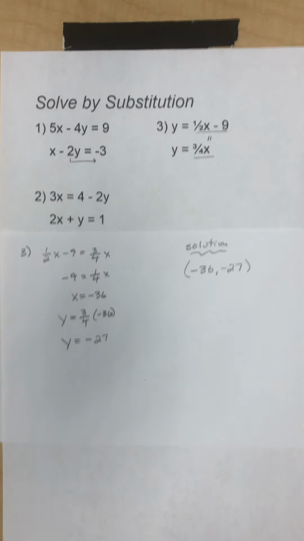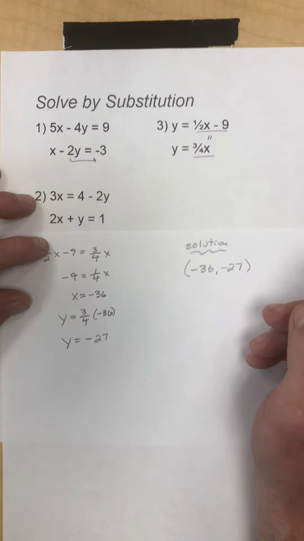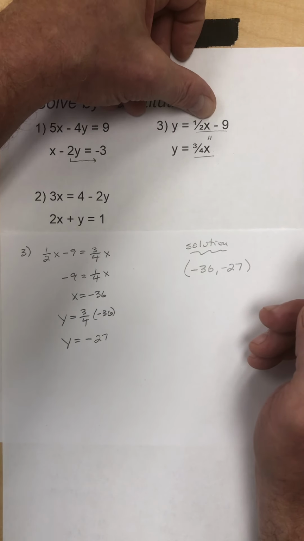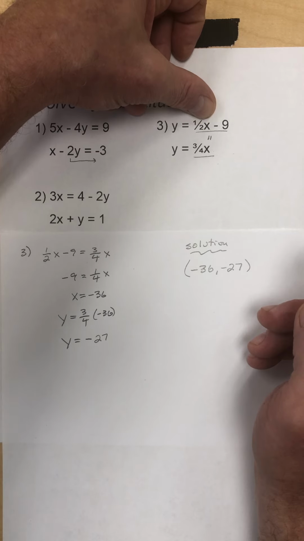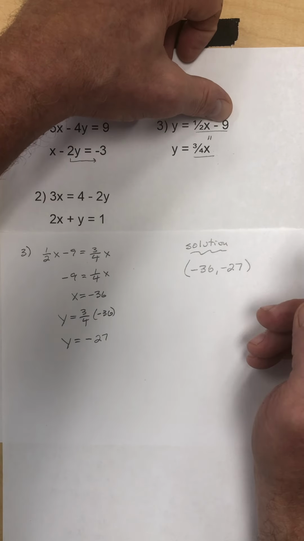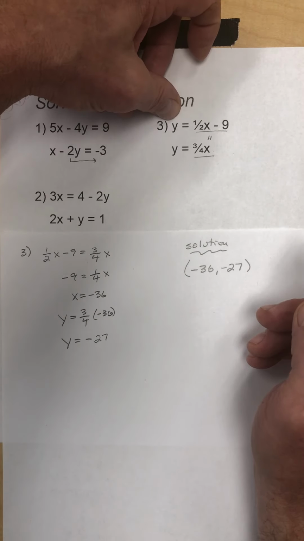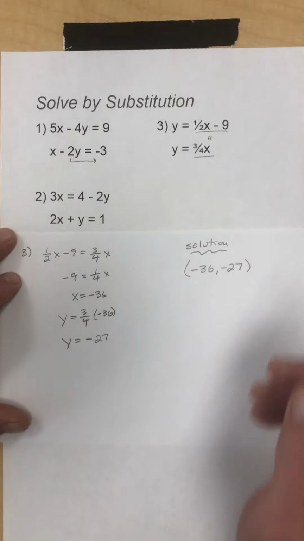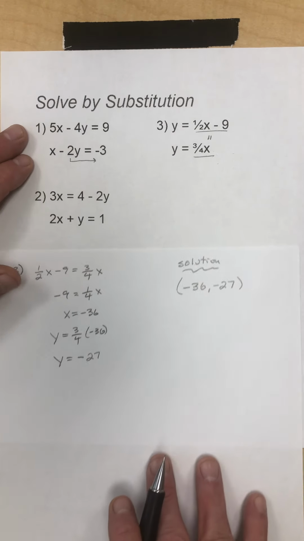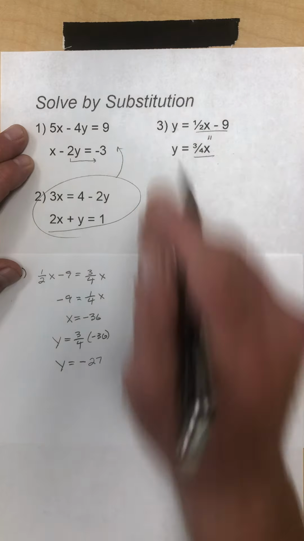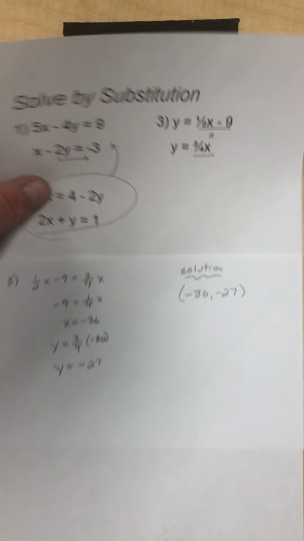And obviously you could go back and check that. If I put negative 36 in here, I'd get negative 18 minus 9, which is negative 27. Good. And if I put negative 36 in here, I get negative 27. So yeah, it works out. So we're in good shape. And like I said, if you want to do that one for more practice, it's just like this one. You go ahead and knock yourself out.